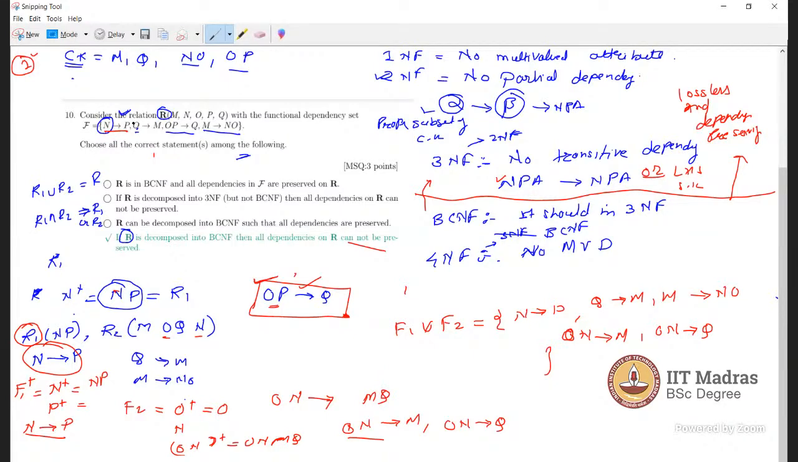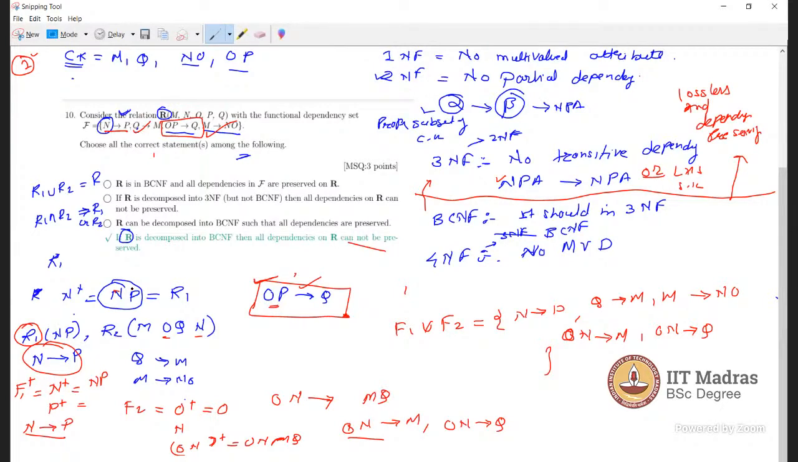So NP is resolved. Q gives M can be achieved through R2 on its own. You don't have to do any union. M gives NO is also achievable just through R2. So it is possible. But OP gives Q: if you just use R1, you cannot derive this because R1 has only P and N. And if you just use R2, it is not derivable because P is missing. So you have to take the union of these two to arrive at this. So you can directly say it's not dependency preserving, right?